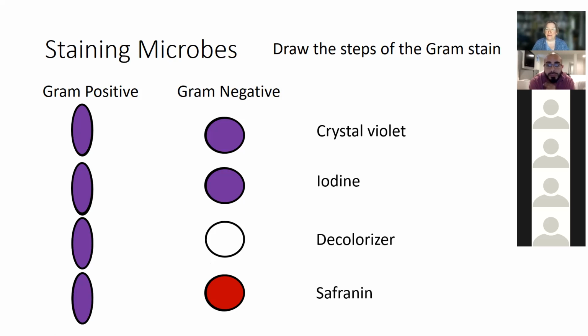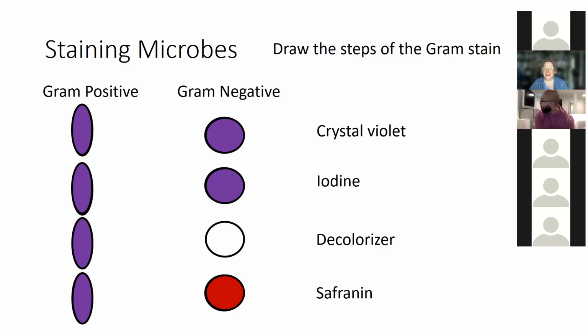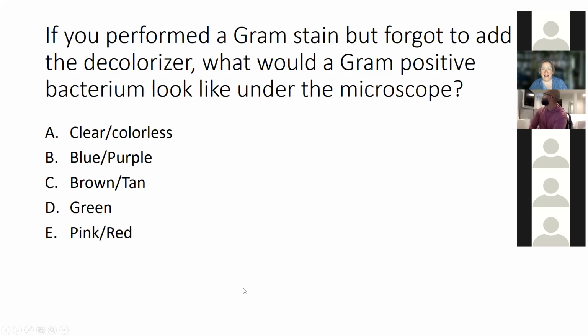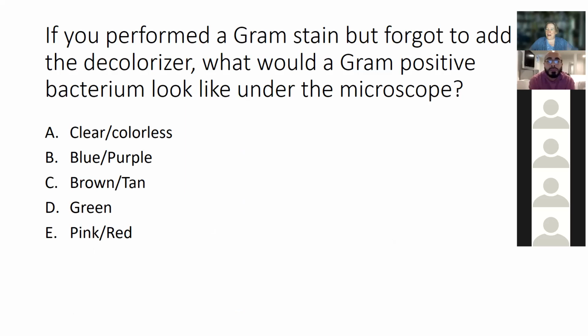Okay, questions before I start asking you questions. Okay, so I've given you the model, how things are supposed to go. And now I'm going to tell you, hey, what if we changed this? So you performed a gram stain, but forgot to add the decolorizer. What would the gram-positive bacterium look like underneath the microscope?